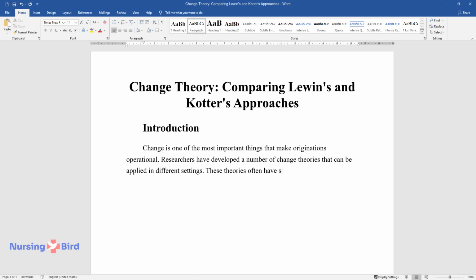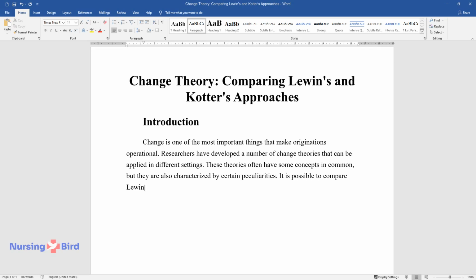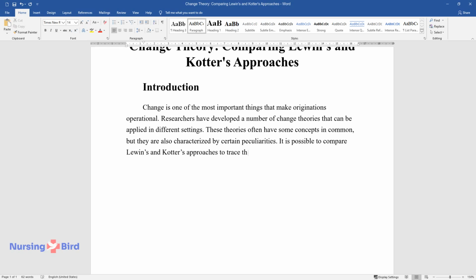These theories often have some concepts in common, but they are also characterized by certain peculiarities. It is possible to compare Lewin's and Kotter's approaches to trace the way change theories differ.